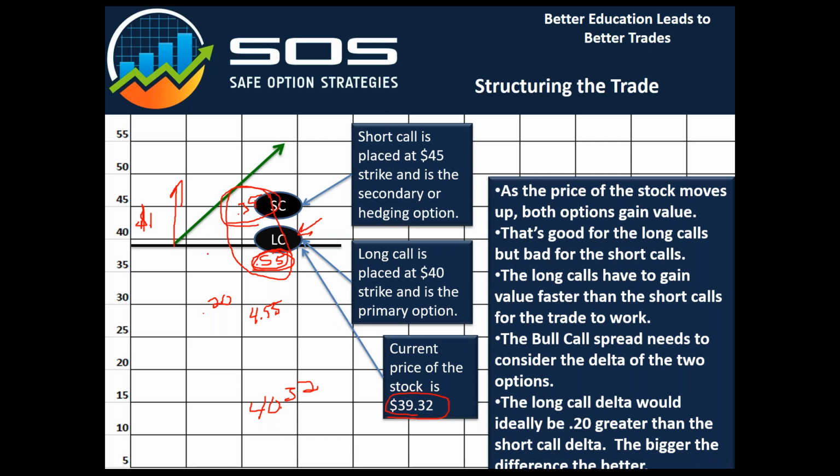If I have a 0.35 delta on my short call and my stock goes from $39.32 to $40.32, and I took in a credit of $2 a share, this goes up $1, this should go up to $2.35 a share. Now what has happened? If I can sell my long call now for $4.55, that's a 55 cent per share profit from where I bought my long call. If I have to pay $2.35 to close my short call, I've lost 35 cents closing this. And the net result is I've made 20 cents per share profit.